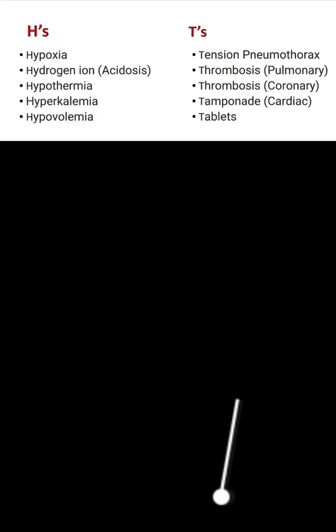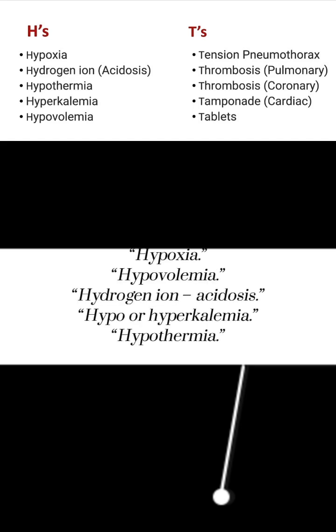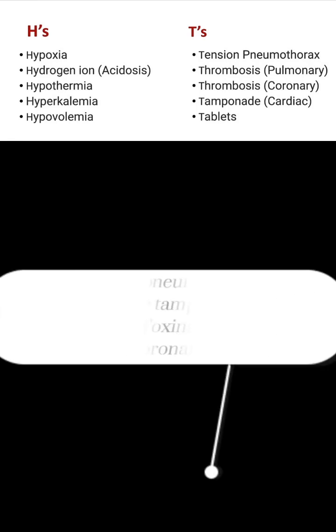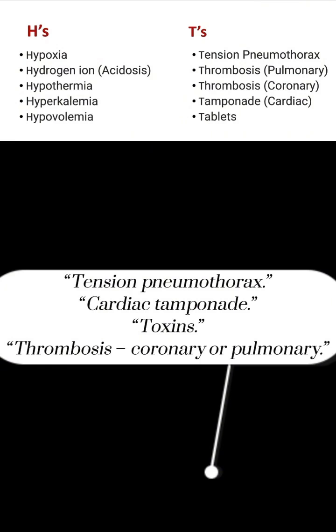Always search for reversible causes, 5H and 5T. These are hypovolemia, hypoxia, hydrogen ion or acidosis, hypo- or hyperkalemia, hypothermia, and tension pneumothorax, cardiac tamponade, toxins, thrombosis of the coronary or thrombosis of the pulmonary origin.